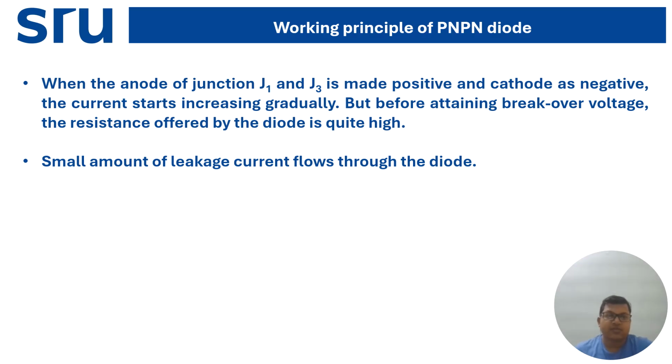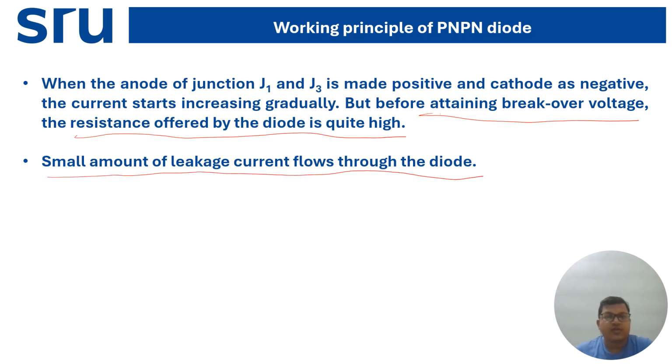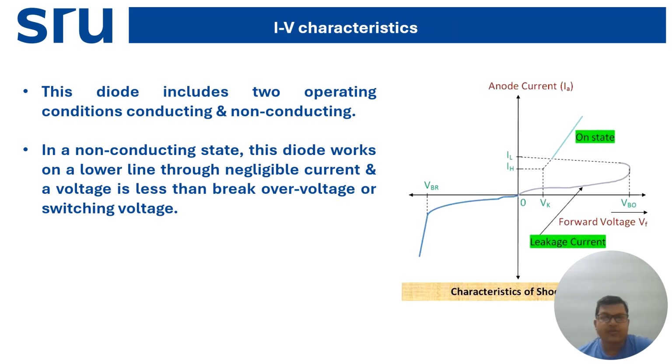The first line is very general, but this is important: before attaining the breakover voltage, the resistance offered by the diode is quite high. Only a small amount of leakage current flows through the diode, because at that condition the resistance offered by the diode is very high. As you can see in the image, this is the leakage current.